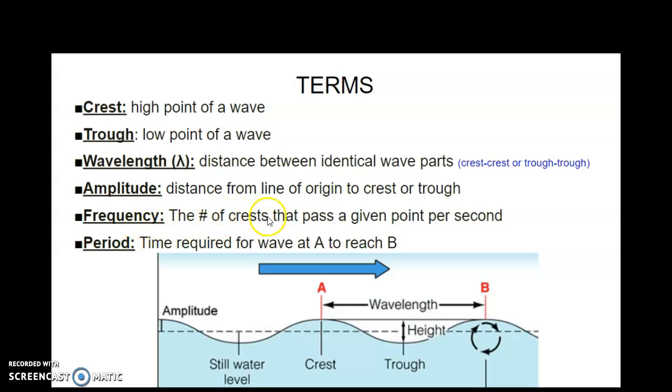Frequency is the number of crests that pass a given point per second. Okay, and so the higher the number, obviously the faster the waves are coming in. Okay, the period is the time required for the wave at A to reach point B, if that makes sense. So it could also be a very slow moving wave. All right, pause me and get those written down.